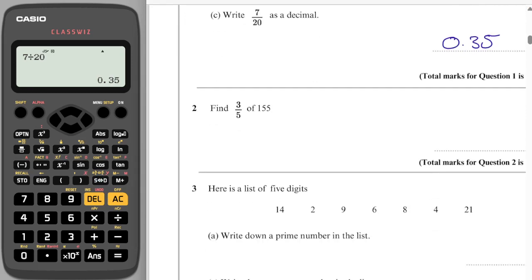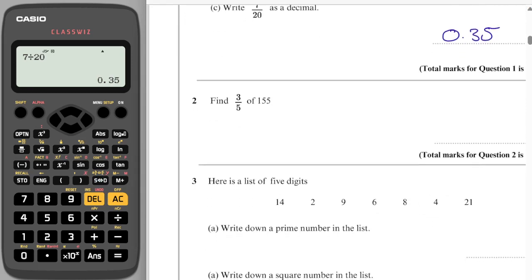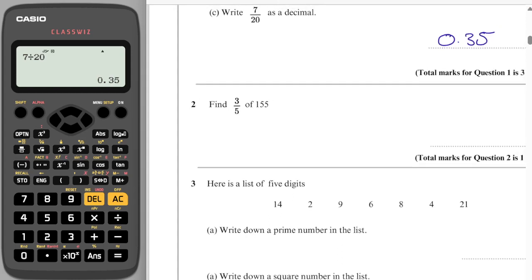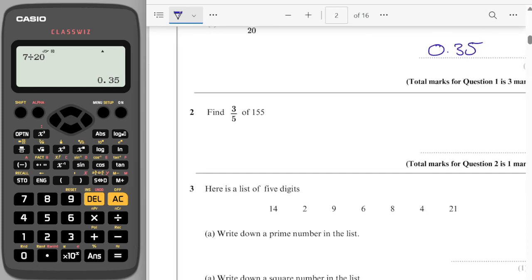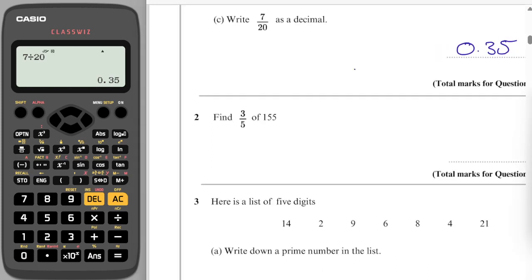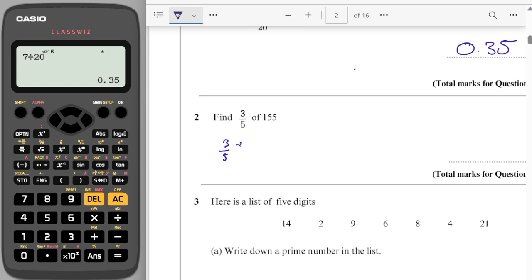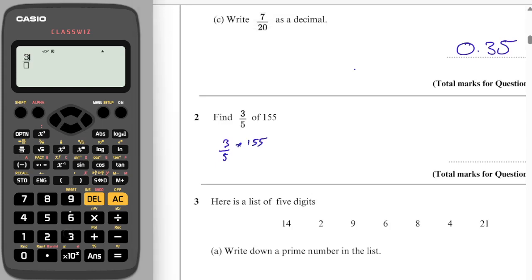Question 2: find 3/5 of 155. Let me get my pen sorted. I'm going to type this in directly as it appears: 3/5 times by 155. So 3/5 times by 155, and that gives me 93.